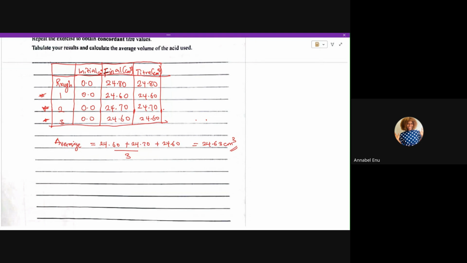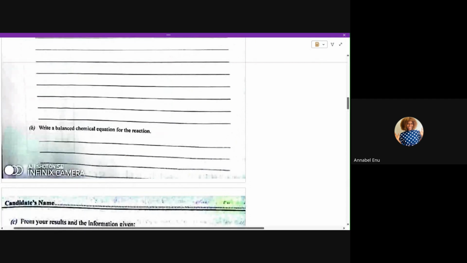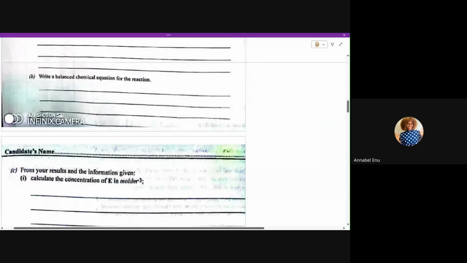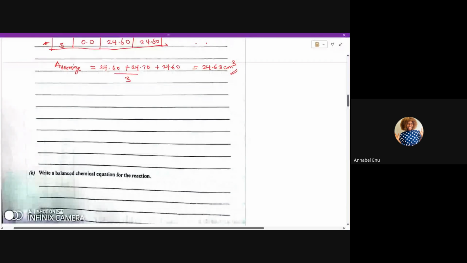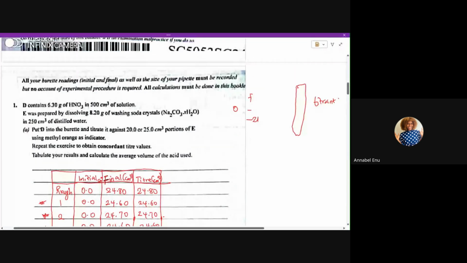Now we are done with this first question. The next is to write a balanced chemical equation for the reaction. Now, when we go back, we see that this is an acid-base process. Our acid is HNO3, and our base we're taking to be sodium carbonate. So that's what we're going to be taking as our base.